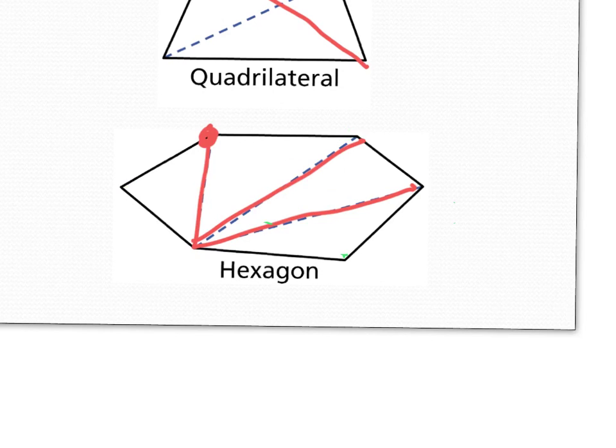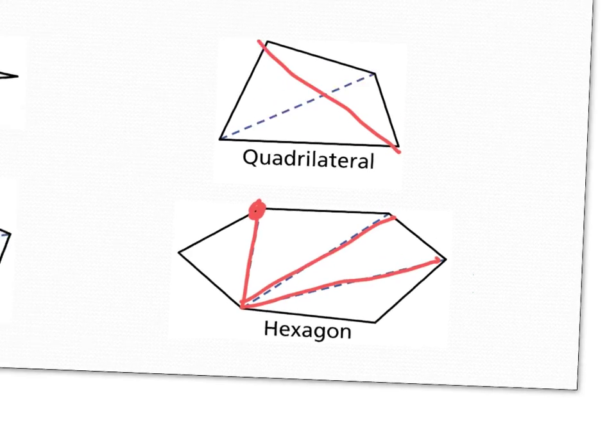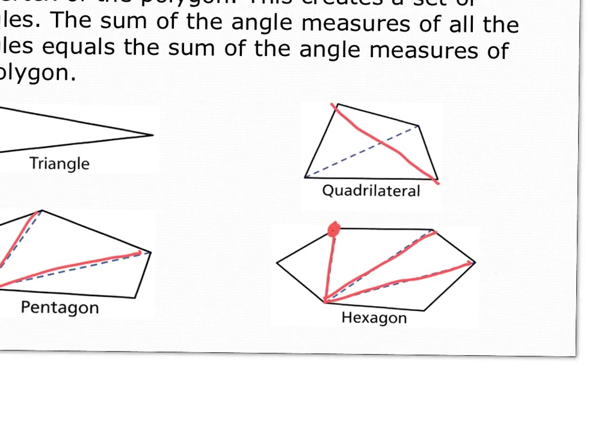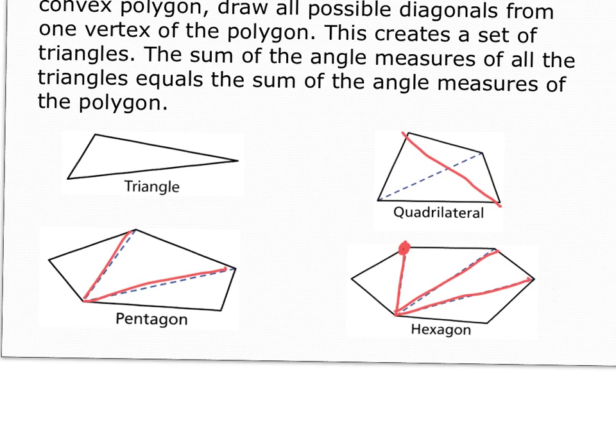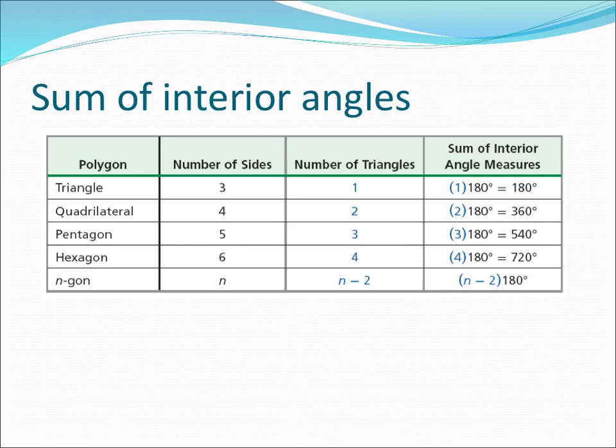So what's happened here is that from this hexagon, we have formed 4 triangles. 3 diagonals, but 4 triangles. In my quadrilateral, just from one vertex, there's 1 diagonal and 2 triangles. In the pentagon, there are 2 diagonals and 3 triangles. But there's a formula to this, so you're not going to have to do this every time. This is just where the formula comes from.